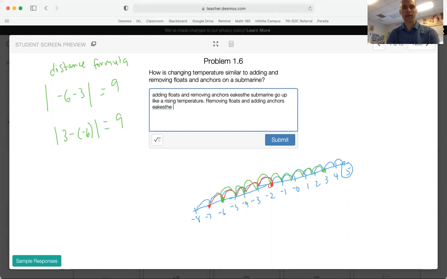makes the, oops, I'm just not realizing I got this typo up here. Makes, I did the same typo here, it's weird. Makes the submarine go down like a dropping or reducing temperature.